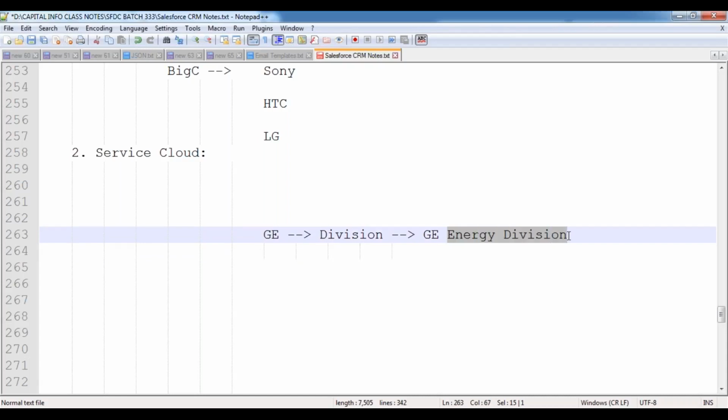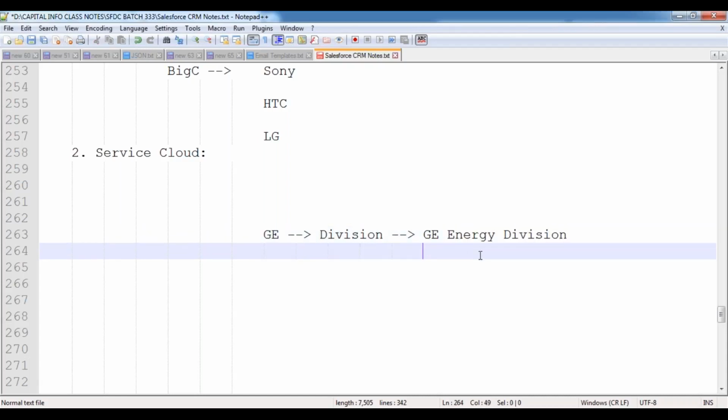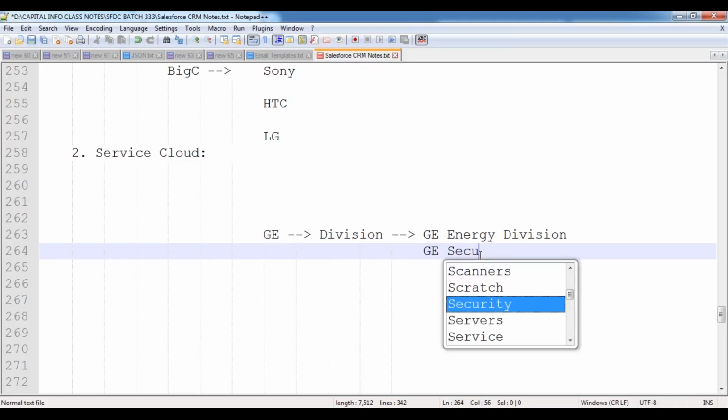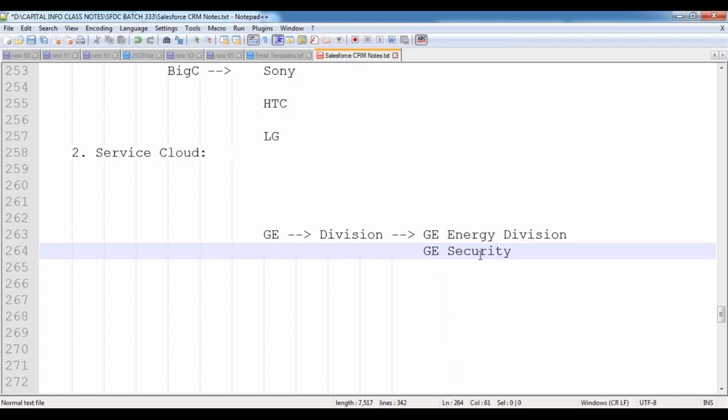So as part of this energy division, they are going to be manufacturing the various energy related products, like bulbs, tube lights, and electrical transformers. Like that, they're manufacturing the various products related to the energy division. Now, GE has the GE security division. As part of this security division, they're manufacturing the various security related products, like access card systems, biometric systems, fire alarms.